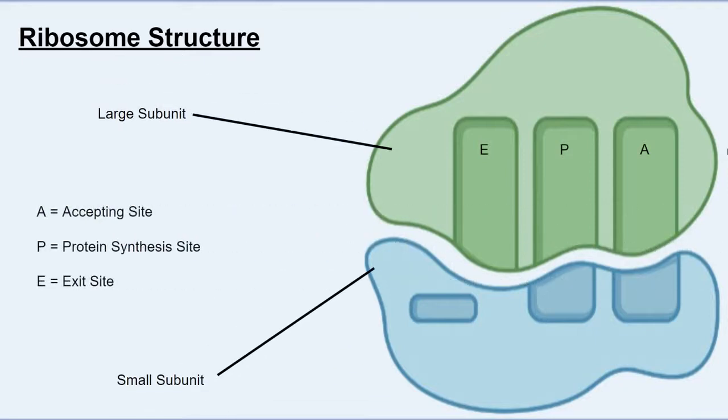Ribosomes are a little more complicated than they look, but they're still fairly simple compared to most organelles. They're made up of two subunits, conveniently called the large and small subunits, and they have three internal tRNA docking sites, called the A site, the P site, and the E site.